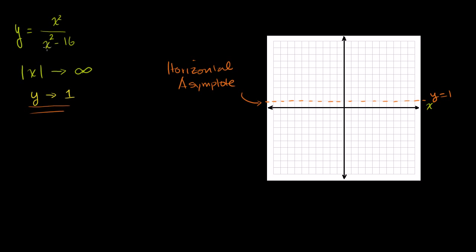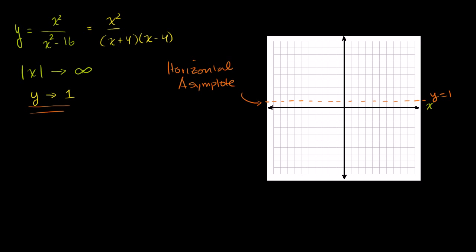Let's think about some of the other interesting things about this function right here. Well, one thing that might pop out at you is this is a difference of squares. This is x squared minus 4 squared. So we can rewrite this as x squared over x plus 4 times x minus 4. So what's going to happen here as x approaches either positive 4 or negative 4?